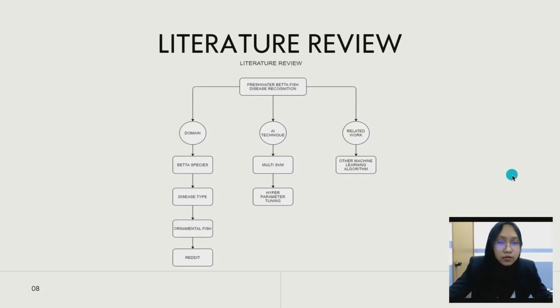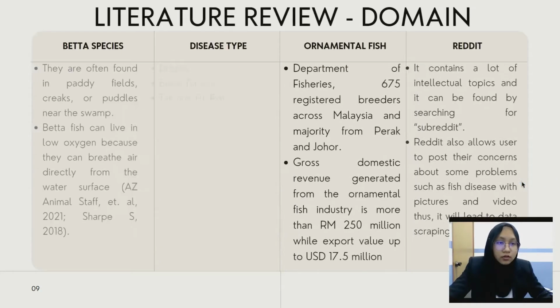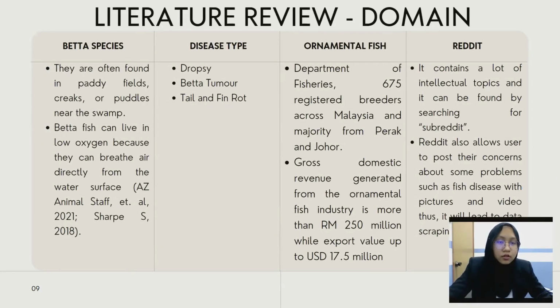So next is Chapter 2, which is the literature review. In the domain, there are four subtopics, which are betta species, disease type, ornamental fish, and Reddit.